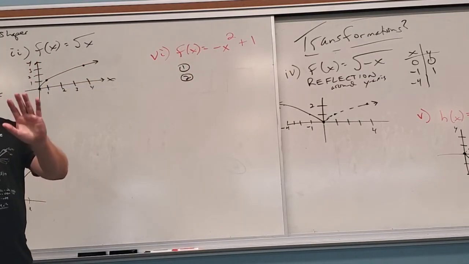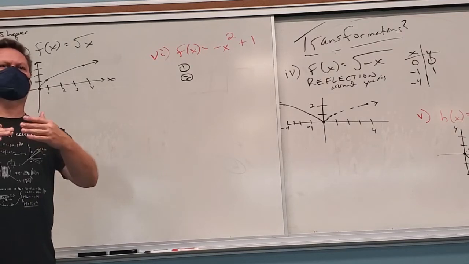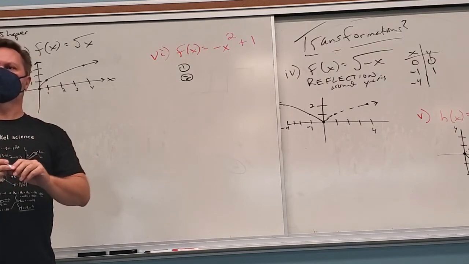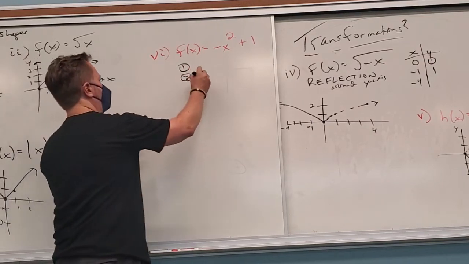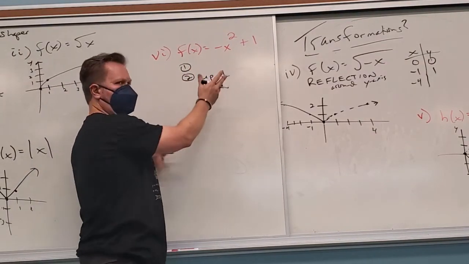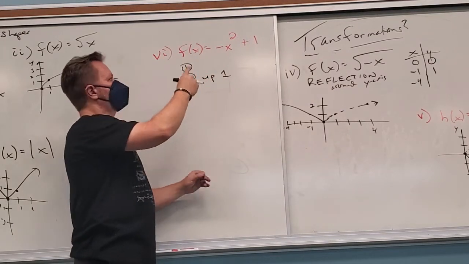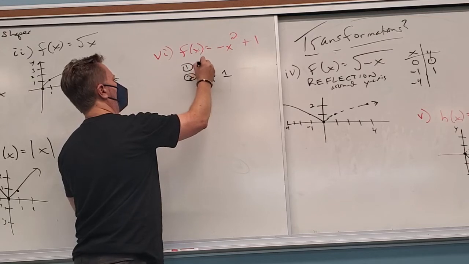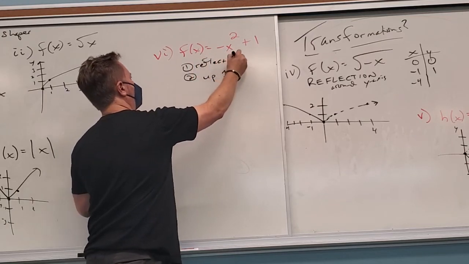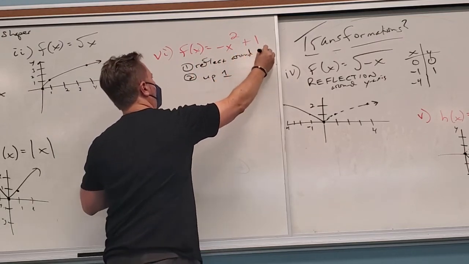So just make sure everybody starts correctly. Which transformation am I going to do last? Plus one. So that would do what to it? It would go up one. I have to do that last, because order of operations is still in effect. And what's the first transformation? Reflect around what? The x-axis. Yes.